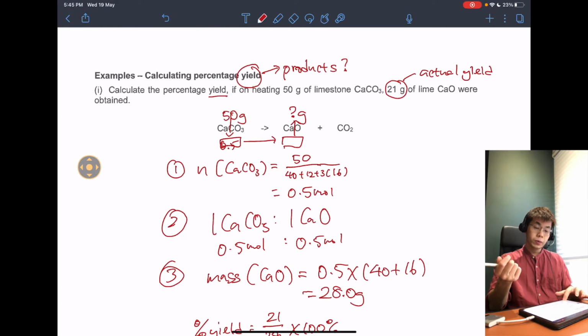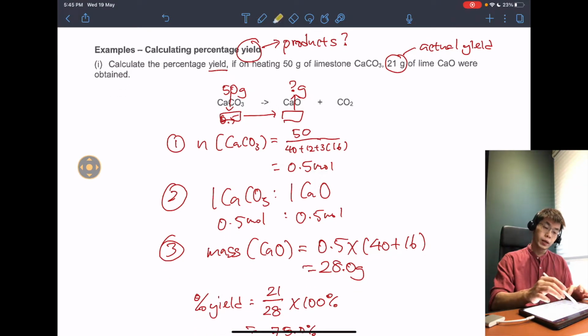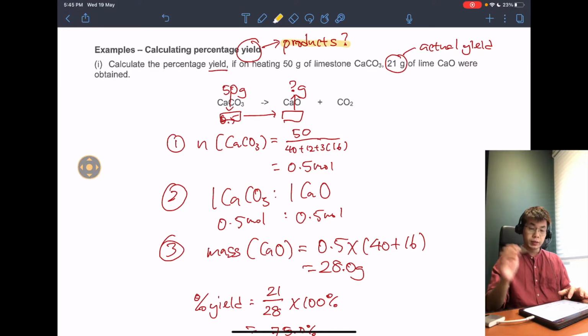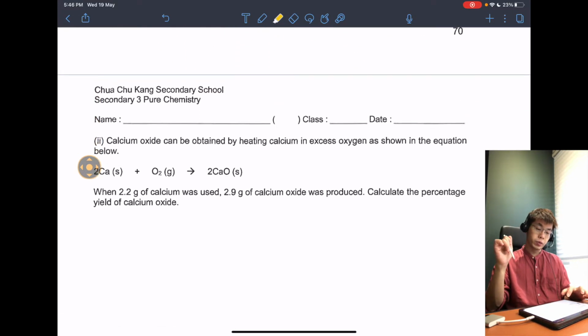Okay, so remember two things. One, percentage yield must be products, right? You're finding towards products, and the information given in the question is actually the actual yield. Okay, let's look at the next question.